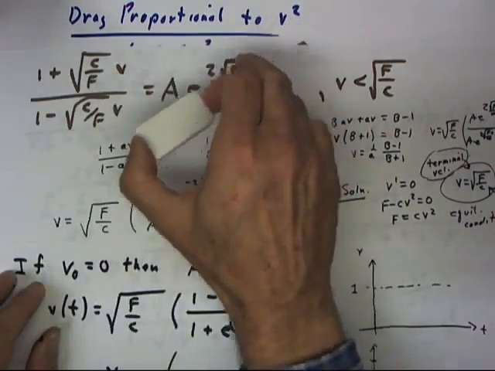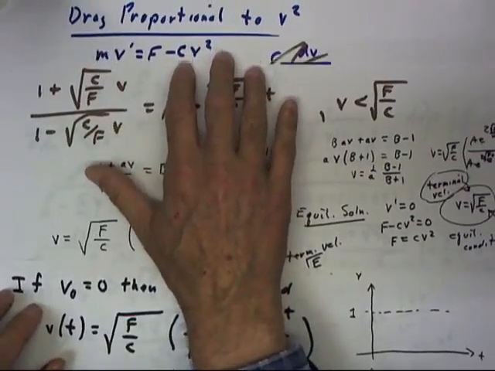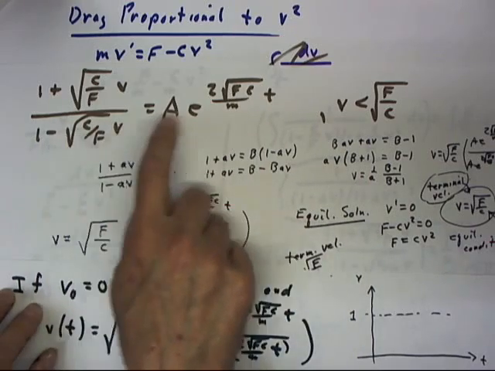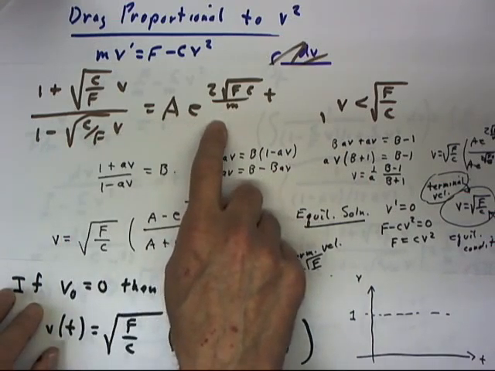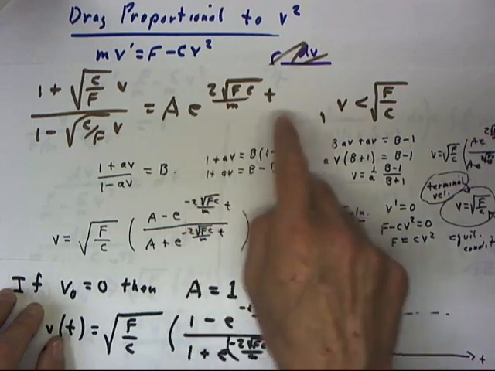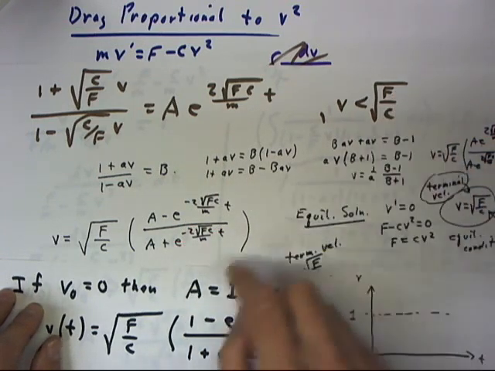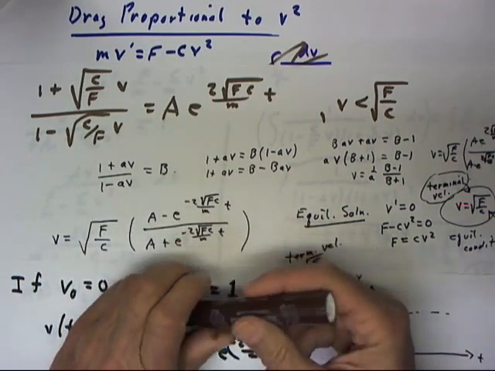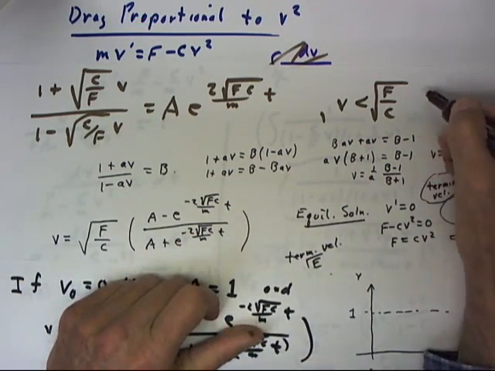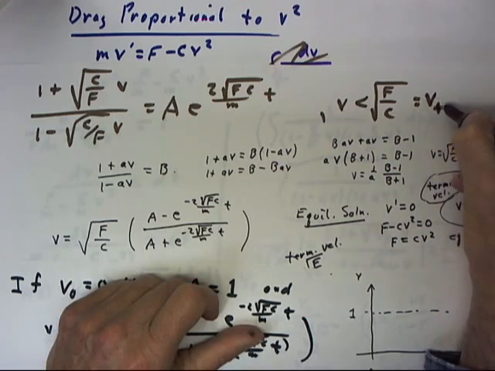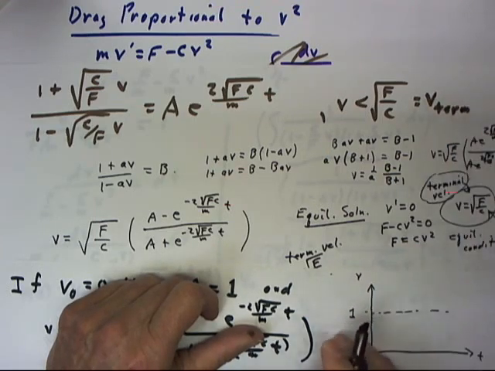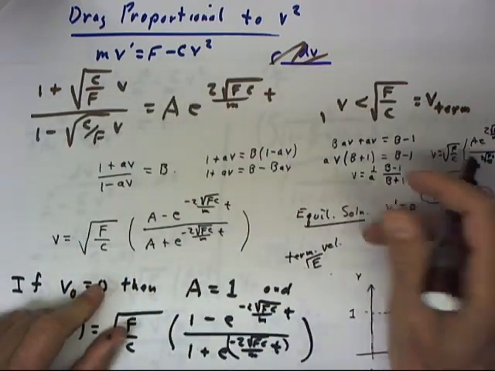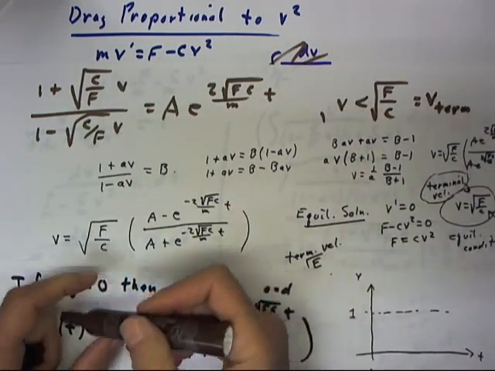In the case now where drag is proportional to v squared, we obtain this equation, which has a solution that we've seen to satisfy this condition, provided v is less than the square root of f over c. And we can note now that f over the square root of f over c is the terminal velocity, so that this is the equation whenever v is less than terminal velocity.